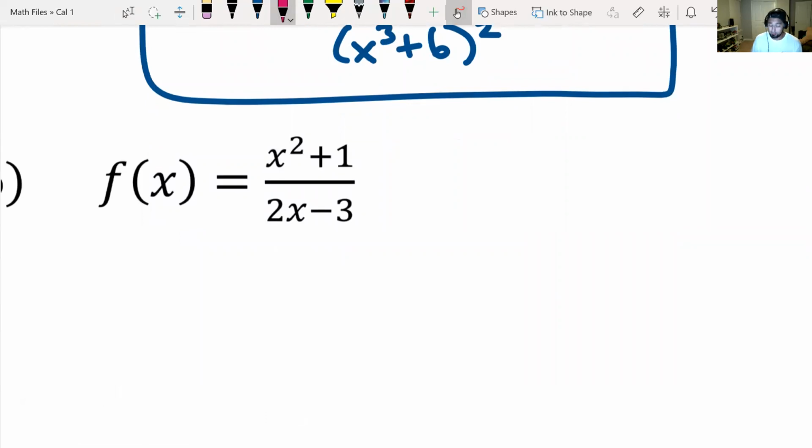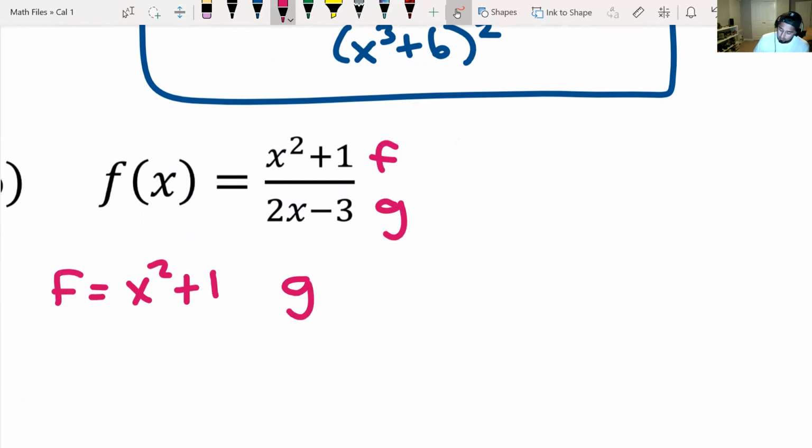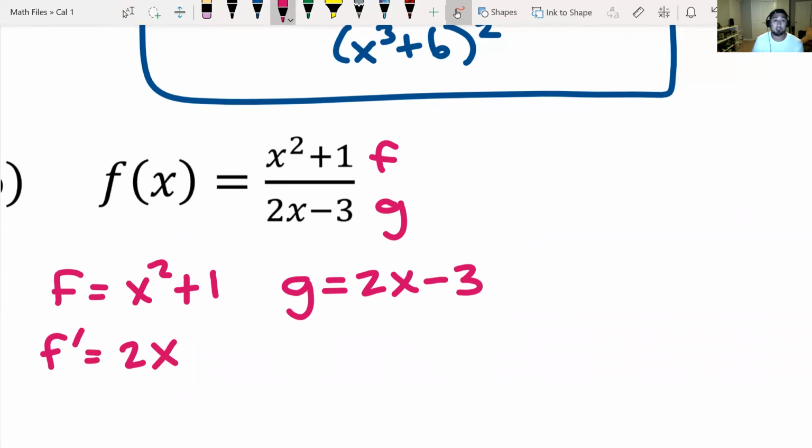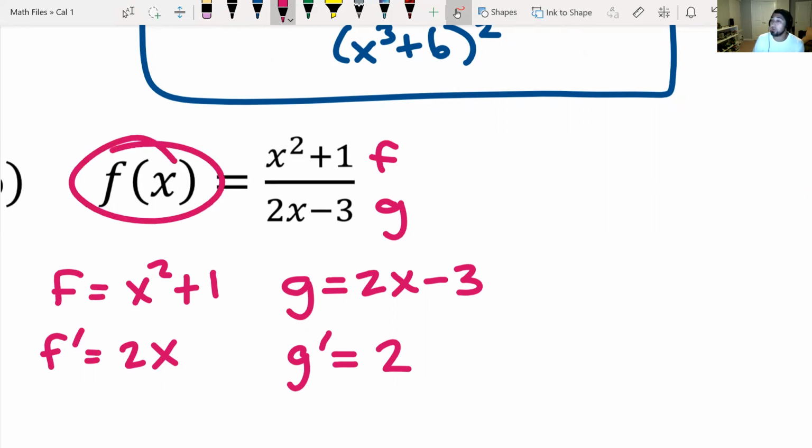Next one, same thing. Numerator, f, denominator, g. F is x squared plus 1. G is 2x minus 3. Derivative time. F prime is 2x. G prime is 2. We're taking the derivative of f of x.